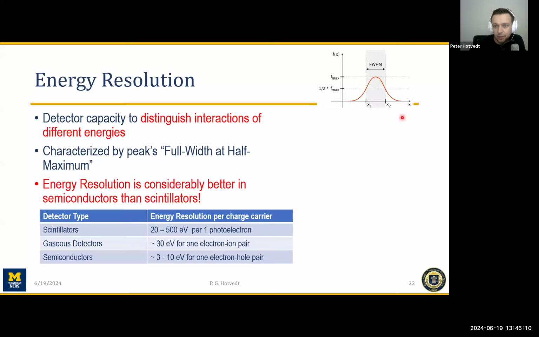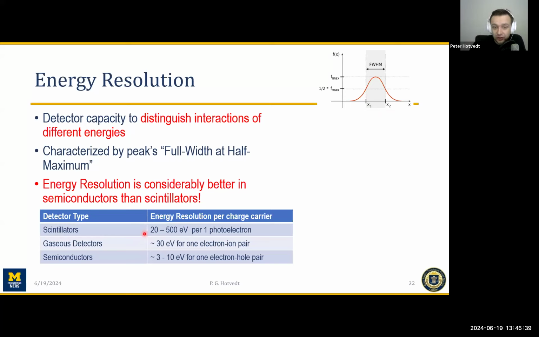And they're characterized by a full width at half maximum of the peak. So if we have this nice Gaussian distribution here, and we want to know its full width at half max, what we can do is take the maximum value, find where it's at a half, and then find the range of x values that is the range here. And that is what is corresponding to the full width at half maximum. So that is how we define energy resolution in our measurements.